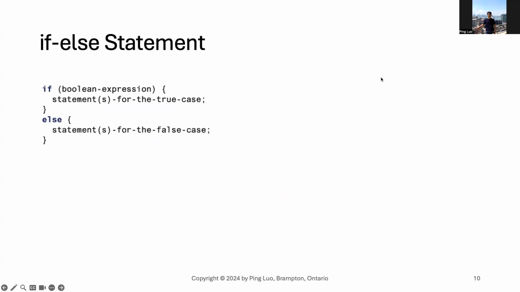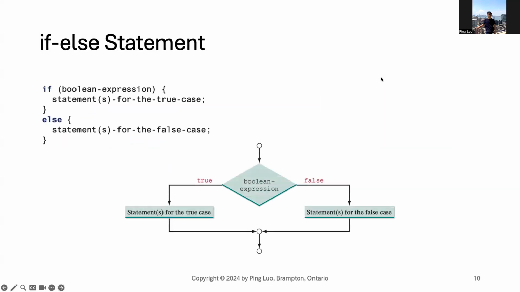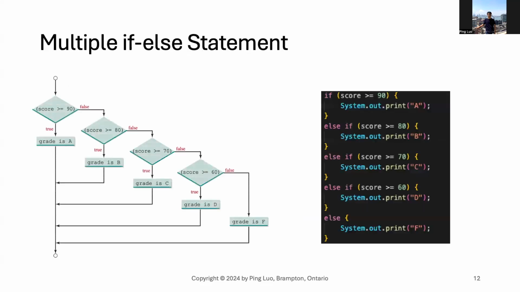For example, if there's only one if else, you can only determine if it's larger than 90. You cannot say if it's larger than 70 or something like that. So it has to be.